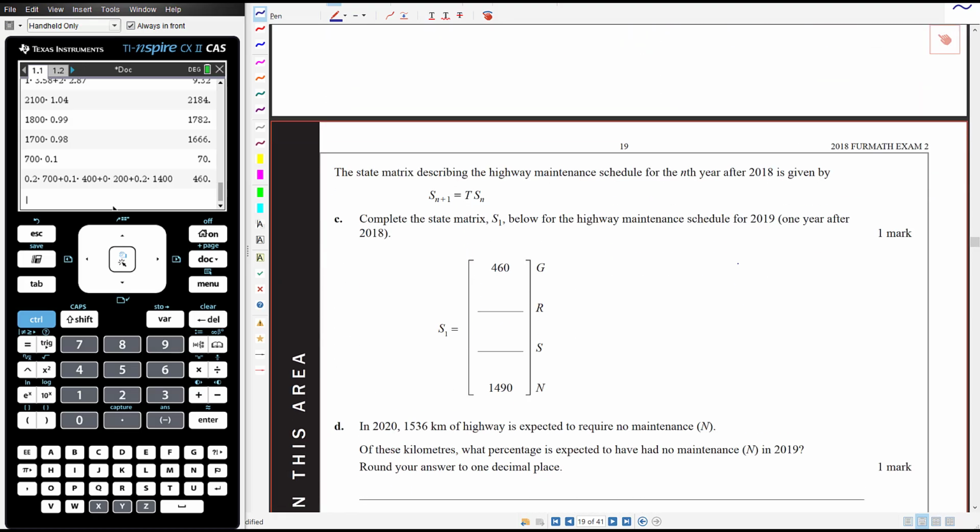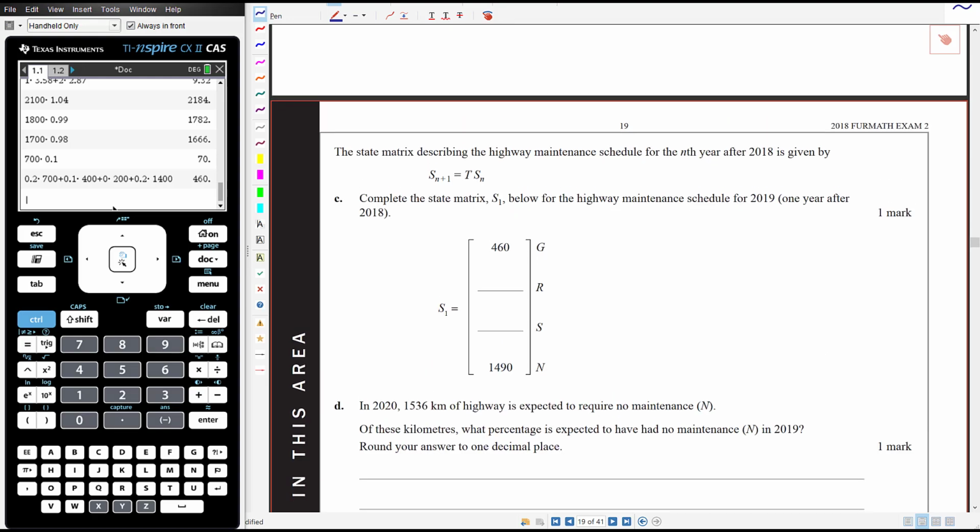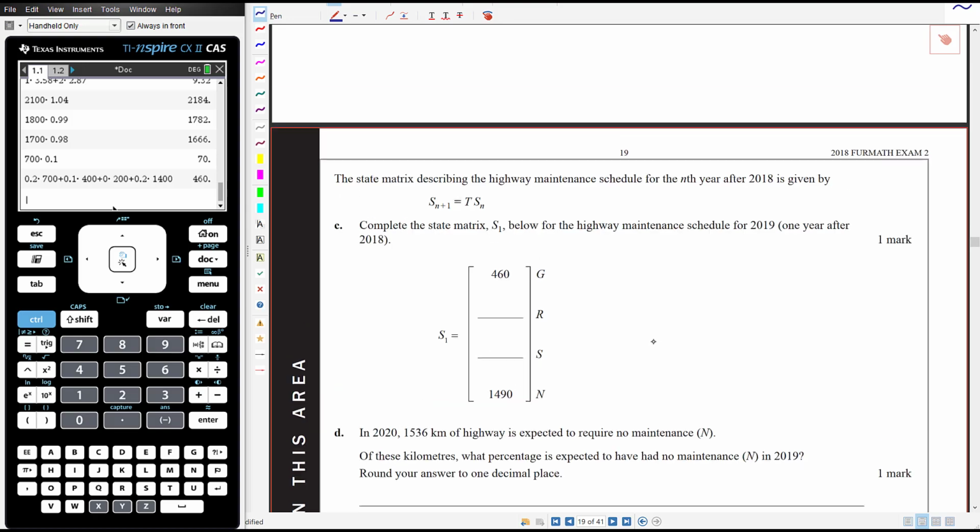The state matrix describing the highway maintenance schedule for the nth year after 2018 is given by this. There are no other changes other than those caused by the transition matrix. Complete the state matrix S1 for the highway maintenance schedule for 2019. We've already worked out this value in the previous calculation. They're giving us this one here, but really we need to do the matrix multiplication to work out S1 anyway.